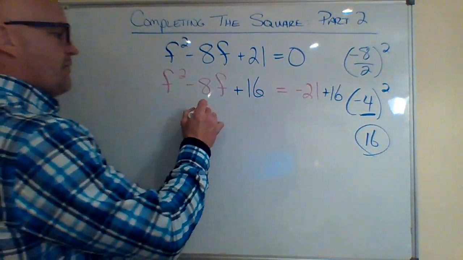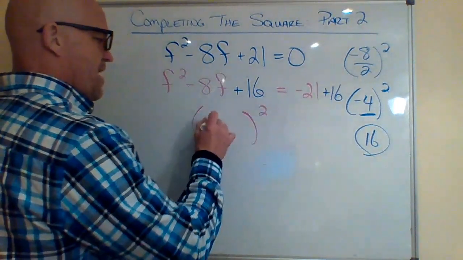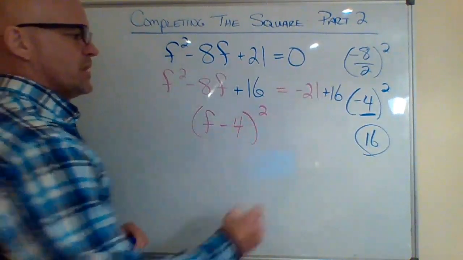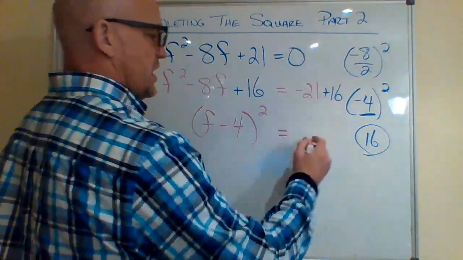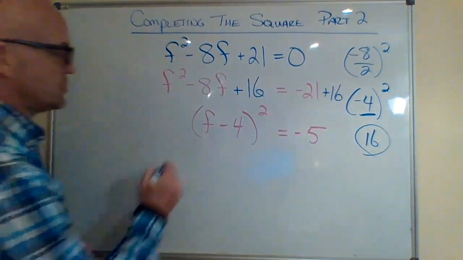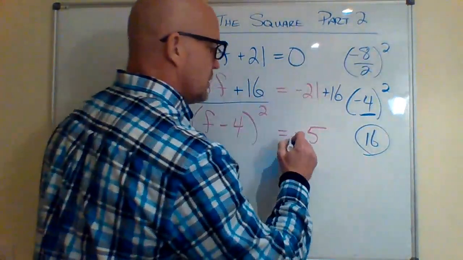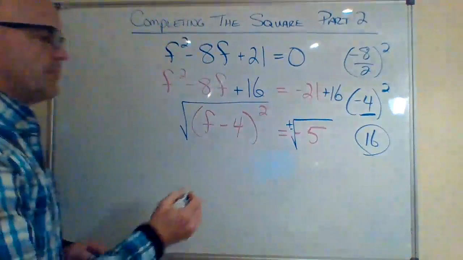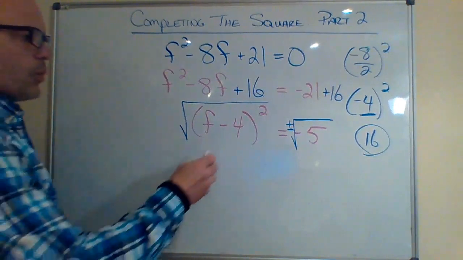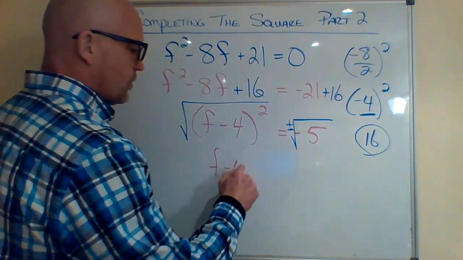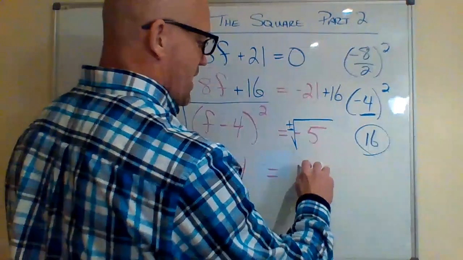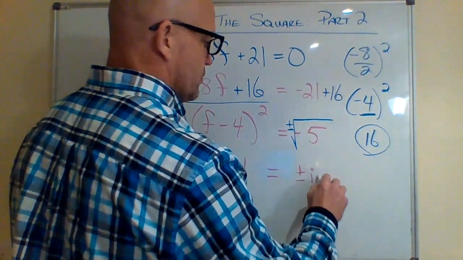This guy will now factor as a perfect square. F and negative 4. So this is f minus 4. Over here, negative 21 and 16 is negative 5. At this point, I can solve with roots. I'm going to square root. Do not forget your positive and negative. Square root of f minus 4 squared is f minus 4. Positive or negative square root of negative 5 is just going to be positive or negative i root 5.